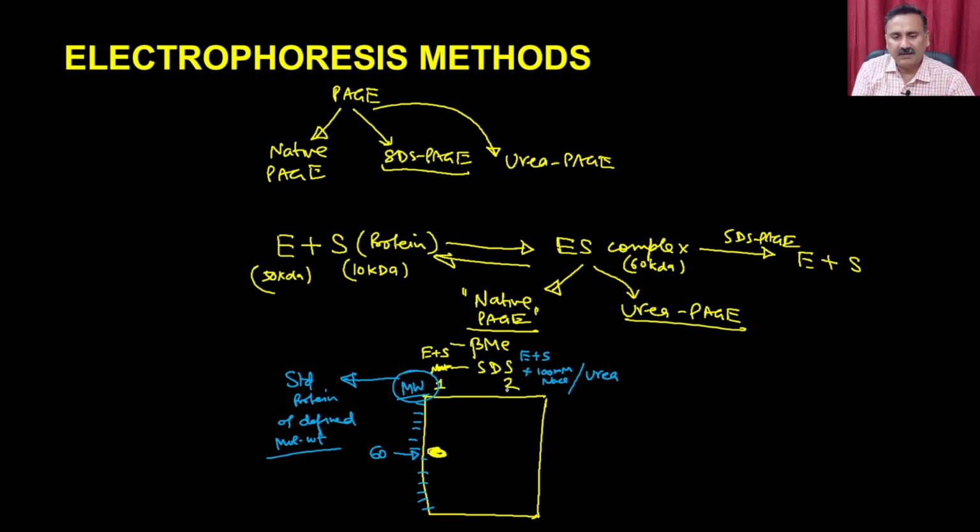Now, when you run this in 100 millimolar NaCl or urea, what will happen is that you are going to see two bands. One band corresponds to the enzyme, so this is the enzyme, a 50 kDa band, and then you are going to see another band, the 10 kDa band, and that is for the substrate. This is for the protein, and this is for the substrate. And that's how you can say that the enzyme and substrate were interacting with each other.